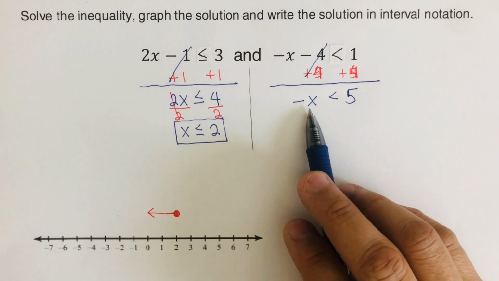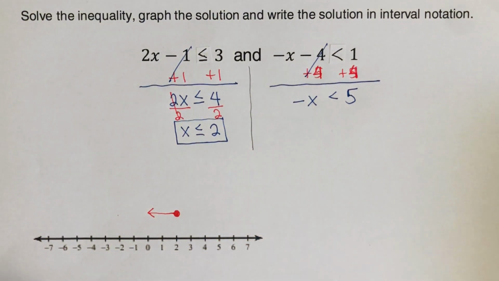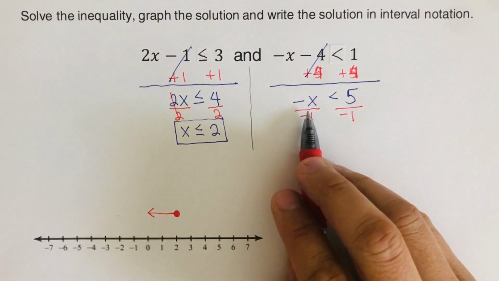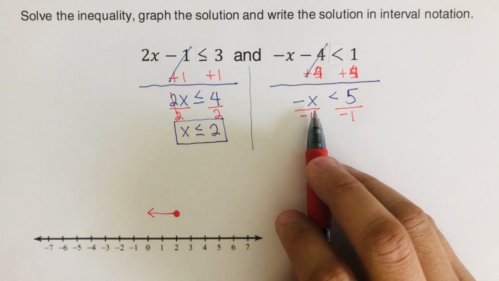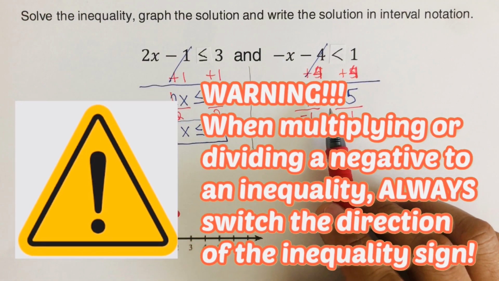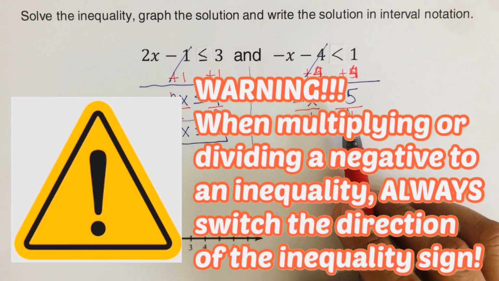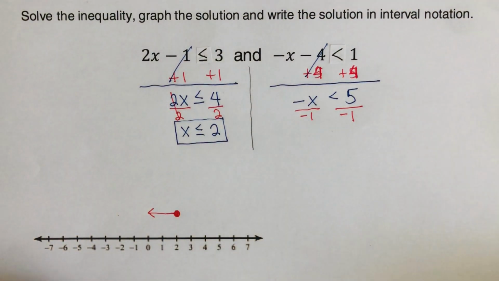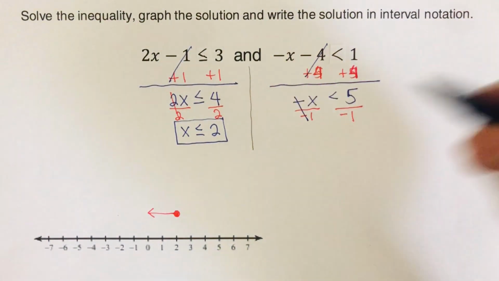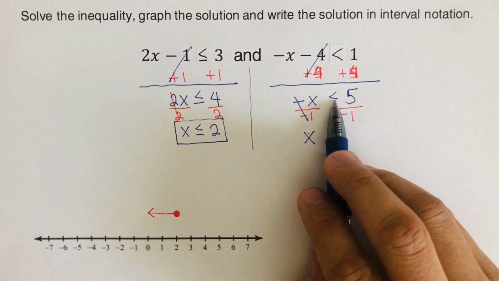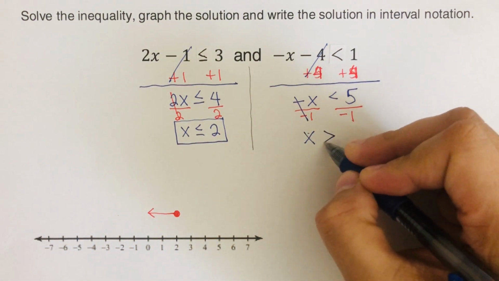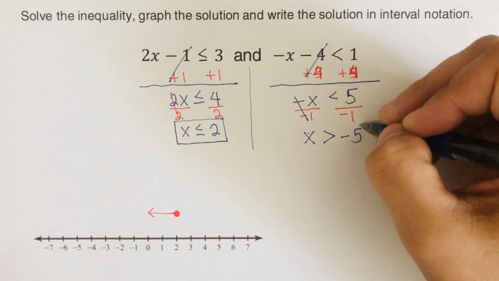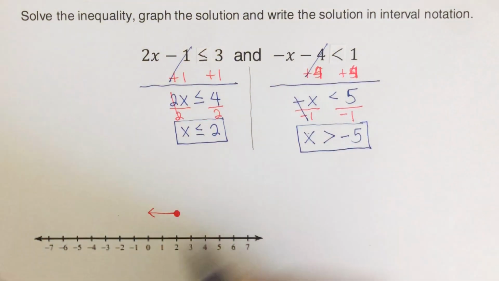Now since we want a positive x here, we can divide this by a negative 1, or you can also multiply this by a negative 1. It doesn't really matter. We remember that when multiplying or dividing an inequality by a negative, we always switch the direction of the inequality. So from here, I can cross out the negative and the negative. We're left with a positive x, but we have to switch it because I divided by a negative. So that would be greater than negative 5, because negative 5 divided by negative 1 is positive 5. Wait, x is greater than negative 5, and this is the one that we draw on the graph over here.